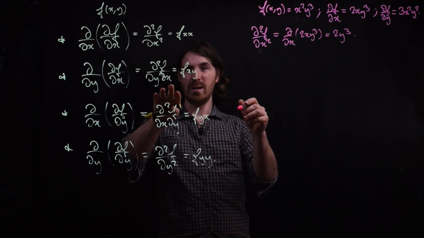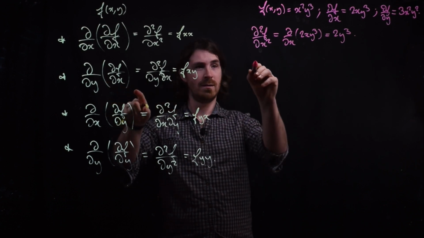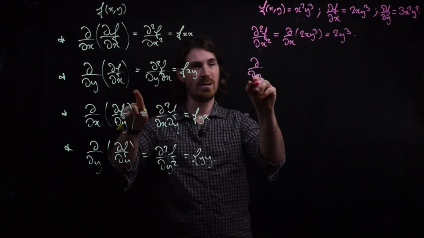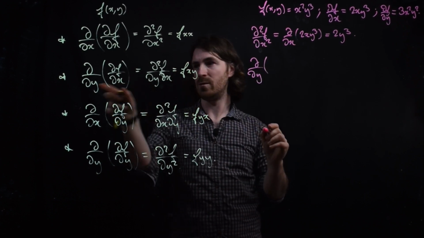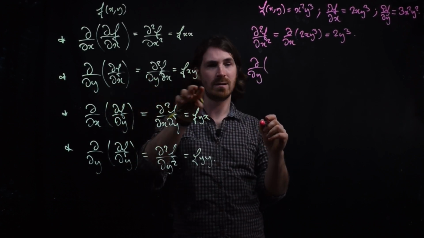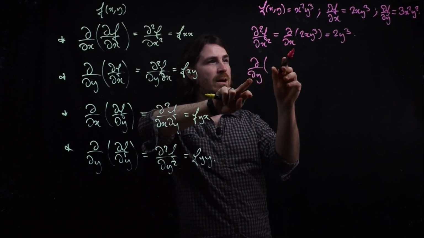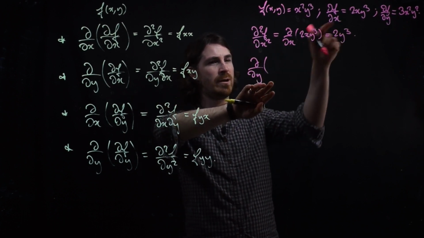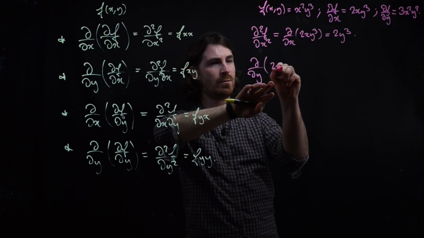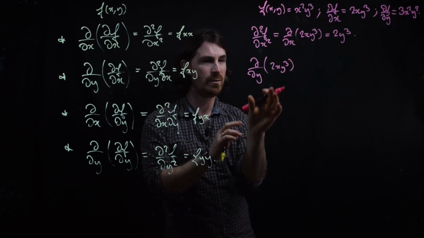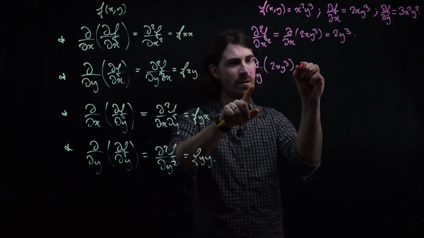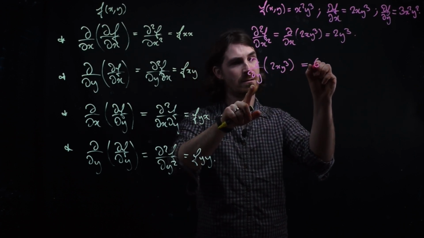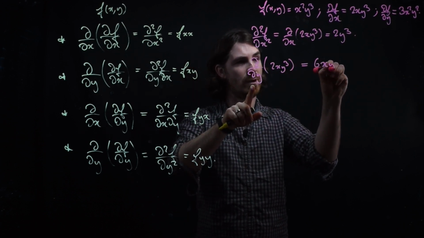All right, and we now need d by dy of df by dx. So this one, d2f by dy dx, is given by d by dy of df by dx, which is 2xy cubed. We now differentiate this with respect to y, holding x constant, and this gives us 6xy squared.